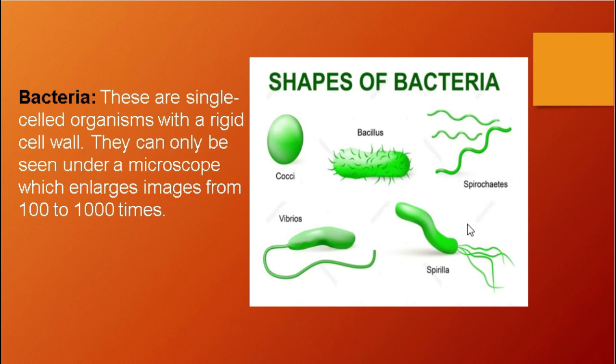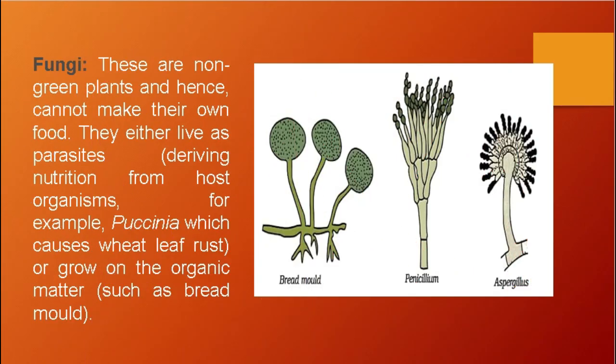Students, bacteria are of different types and they are classified on the basis of their different shapes. As you can see here, the first one is cocci, second one is bacillus, third one is spirochetes, fourth one is vibrios, and last one is spirilla. These are the different forms of bacteria that are basically classified by their shapes. Now moving on to the next slide, fungi.